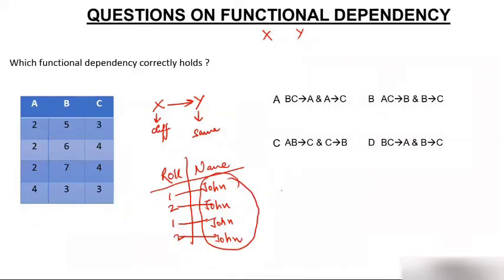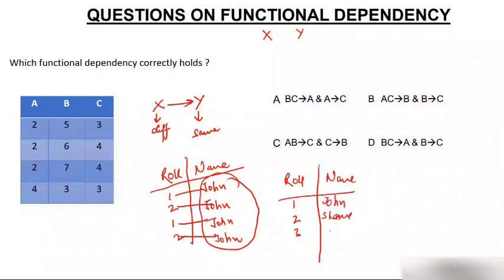And another, role and name. Again I'm giving you an example. 1 2 3. John, Shane, Smith. If all the left side are different, then also functional dependency holds, because nothing is repeating. If nothing is repeating, we need not check anything. Fine. So this is the clear cut funda you should always remember.